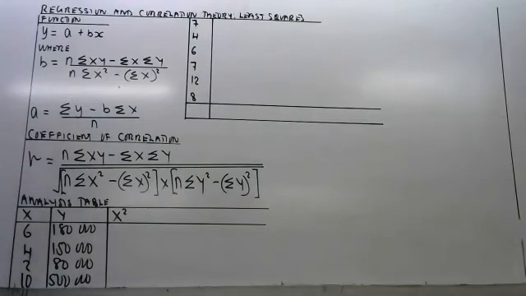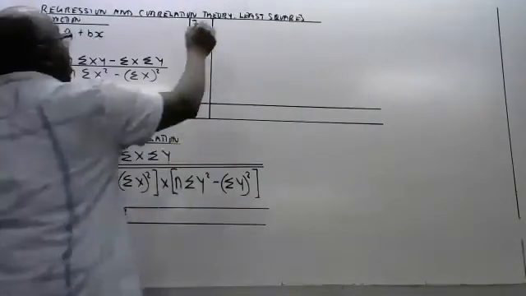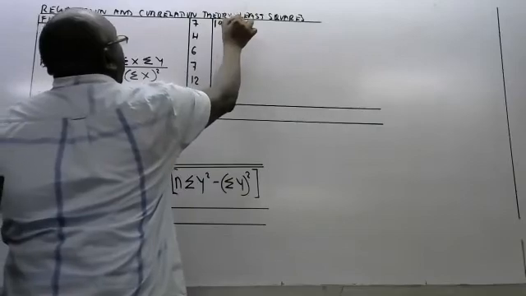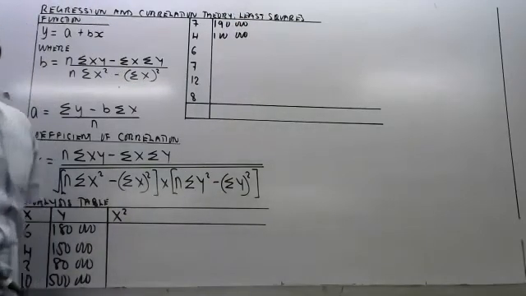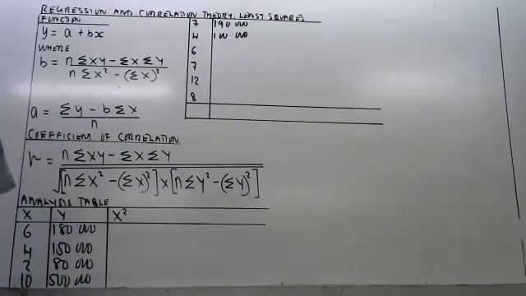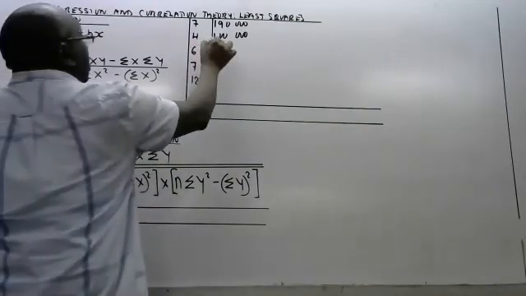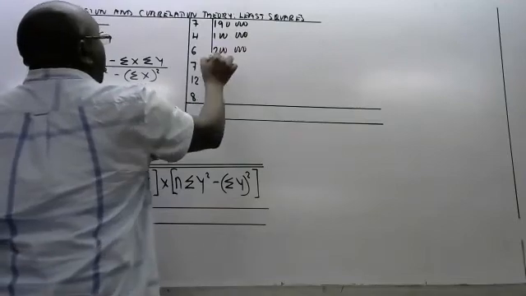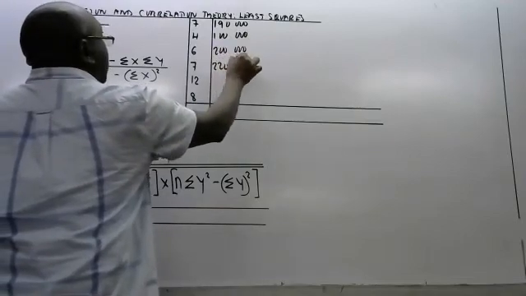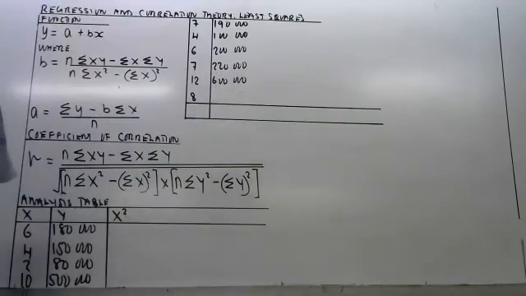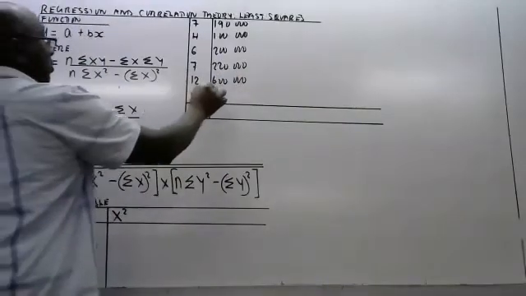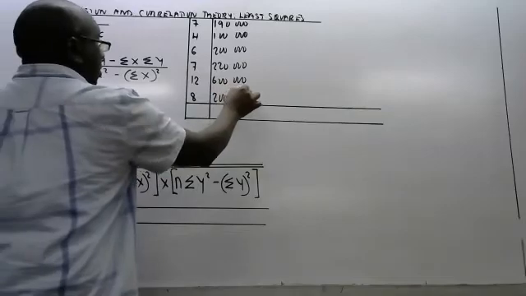After 500, I have 190,000, 100,000. Then I have 200 to 20,000, 600,000, and 200,000.